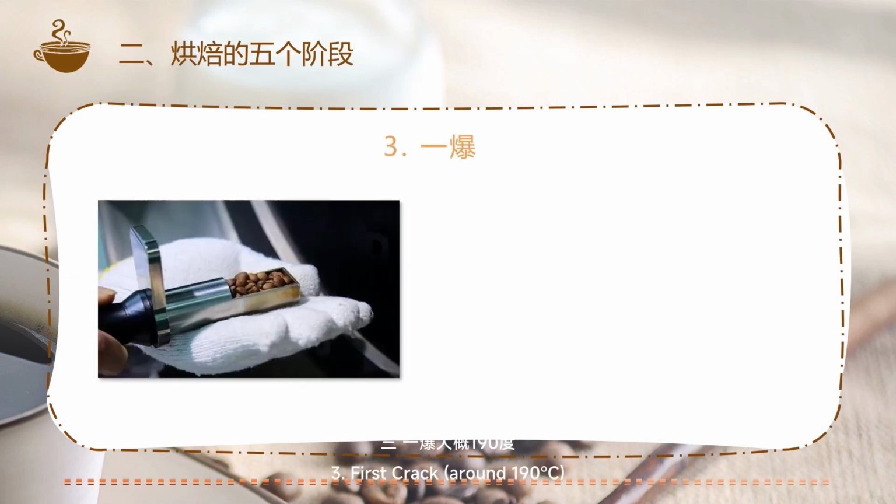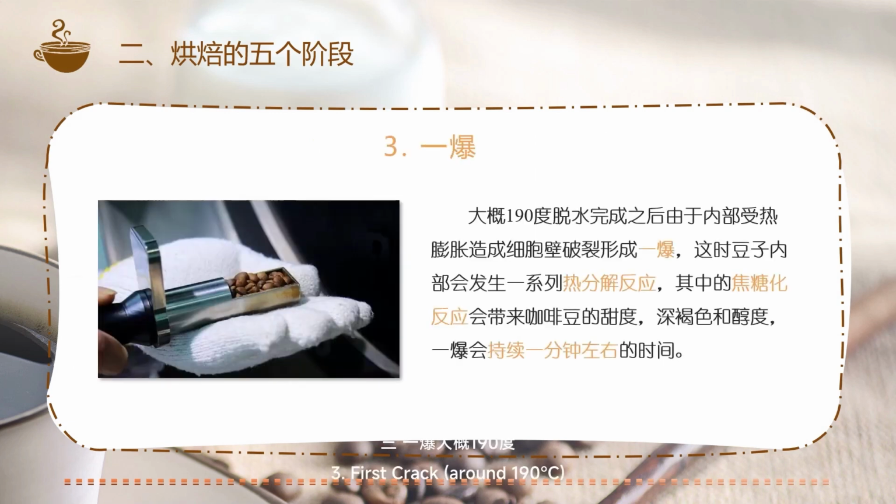3. First crack, around 190 degrees Celsius. After dehydration is complete, internal heat causes expansion, leading to cell wall rupture, forming the first crack. At this point, a series of thermal decomposition reactions occur inside the bean. The caramelization reaction contributes to the coffee's sweetness, dark brown color, and purity. First crack lasts about 1 minute.